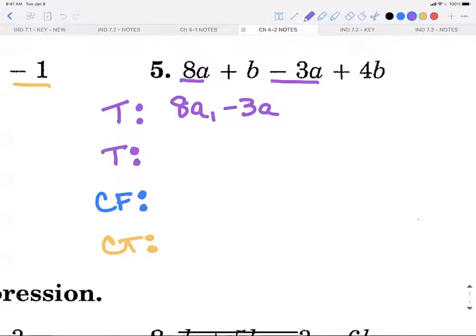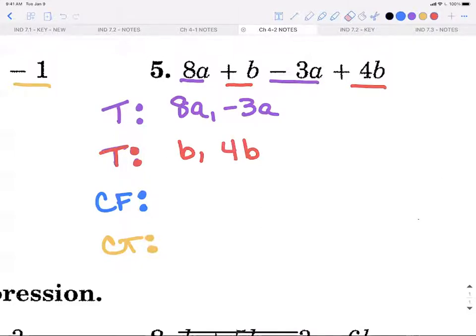So they're like terms. Then on your second line of terms, you're still listing terms, but now you're going to list your B and your 4B. Between these 2 lines, you've listed all of your terms and you've grouped them together by like terms. So you're good there. Now we can go to coefficient.